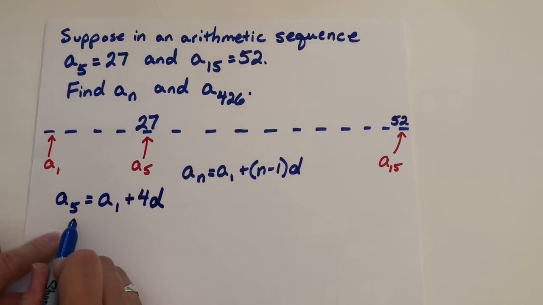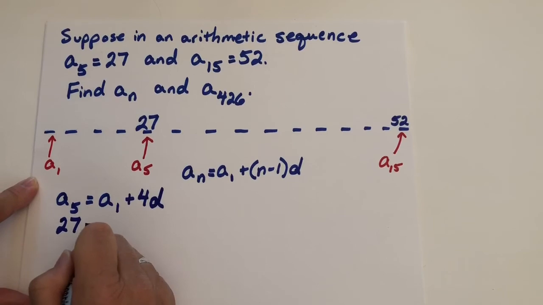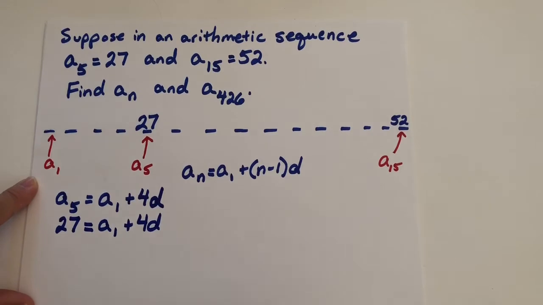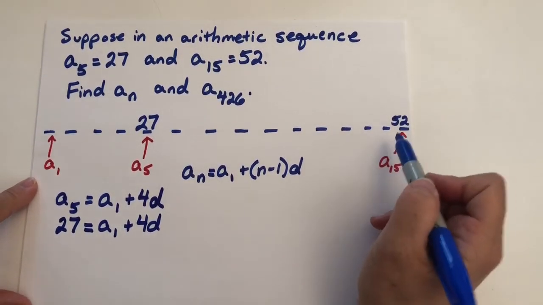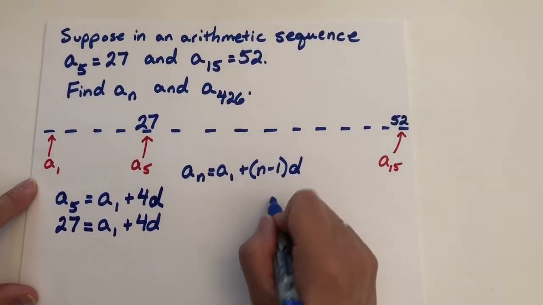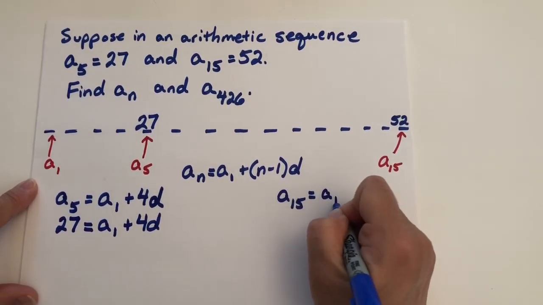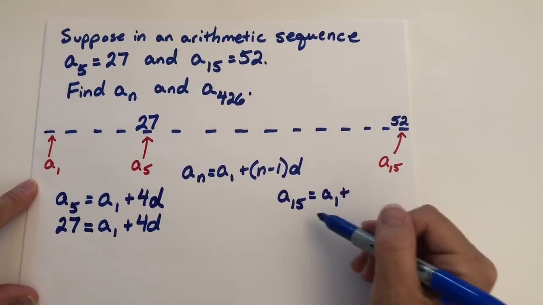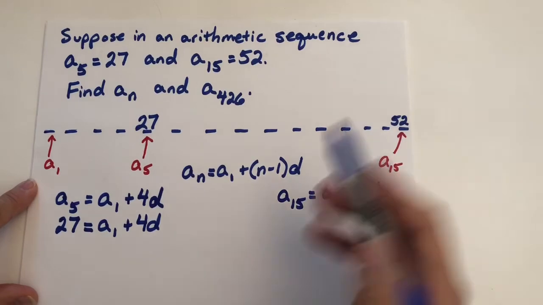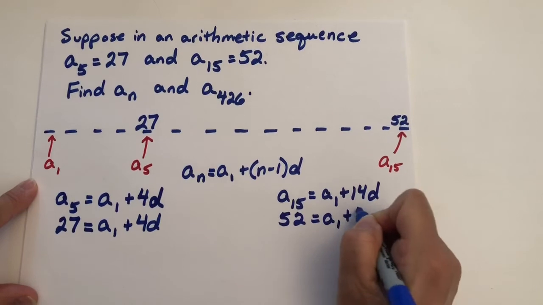And in fact, we know the 5th term is 27. So we know for this sequence, 27 equals a sub 1 plus 4d. Now, similarly, let's look at our 15th term, which we know is 52. The 15th term can be found by starting with the first term and adding in d 14 times. So with this information, we know 52 equals a sub 1 plus 14d.